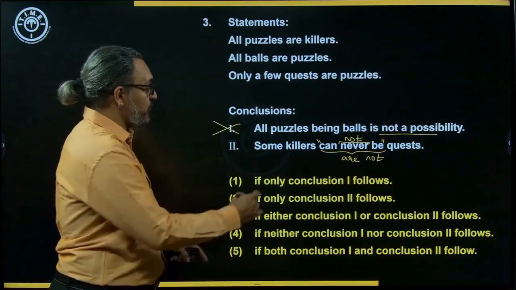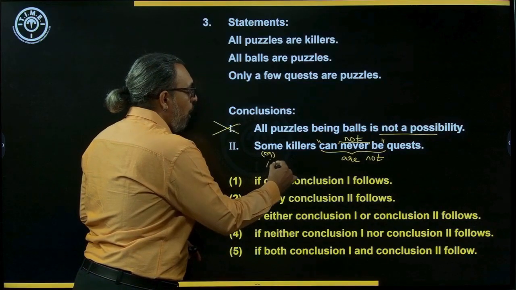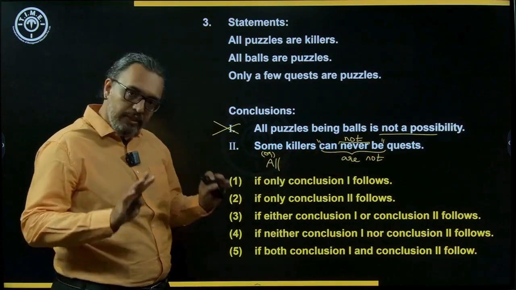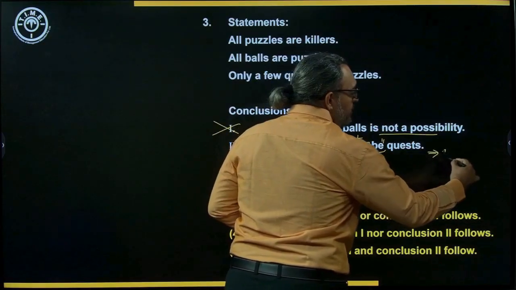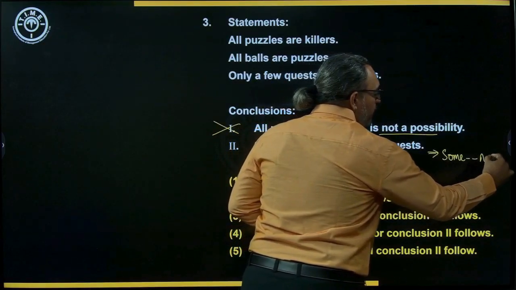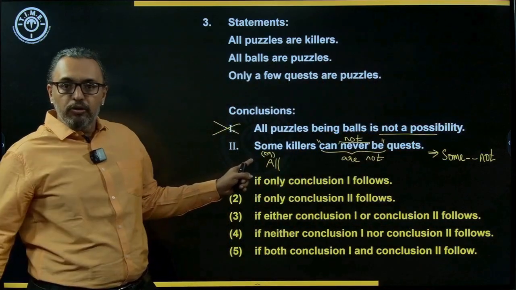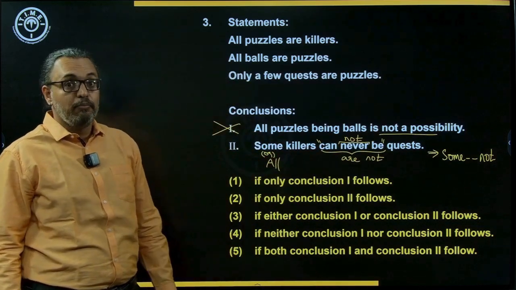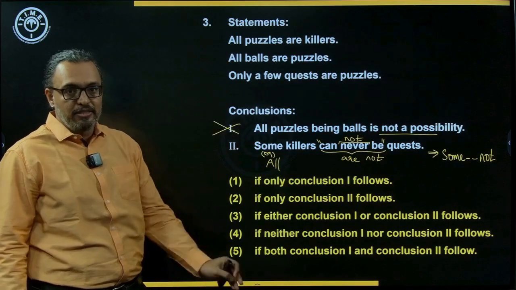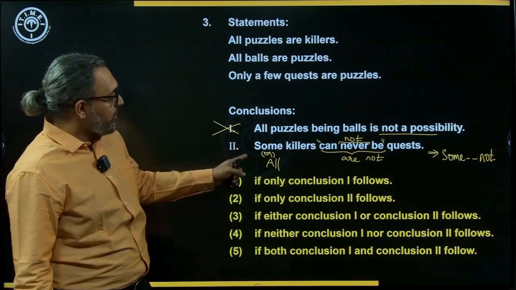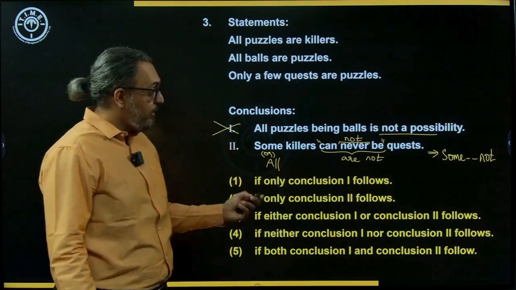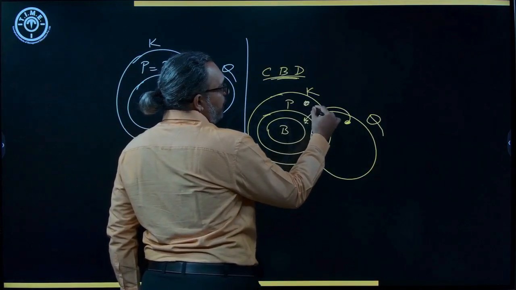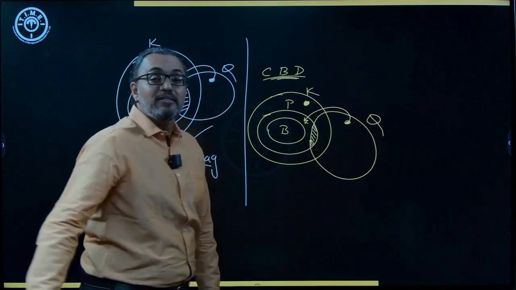Now sometimes in place of some, he can also give you all, with the same terms, can never be or cannot be. It will still be treated as some not. If you get any qualifier before can never be or cannot be, it should be treated as some not. Please keep that in mind. Whether it is some or all, it doesn't matter. Okay. So basically this is some killers are not quests. Let us check. See, these are some of my killers that are not inside quests.